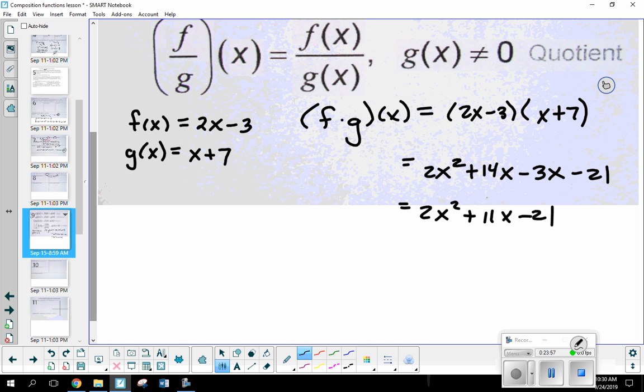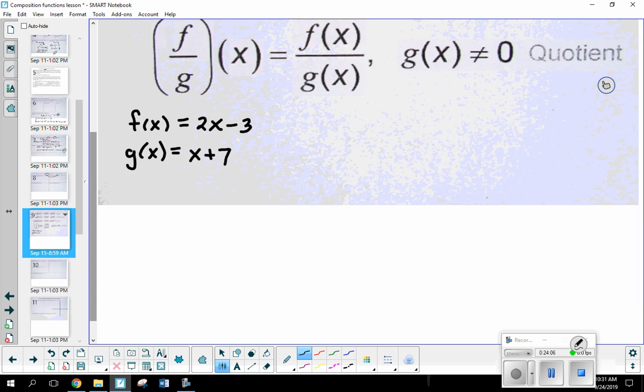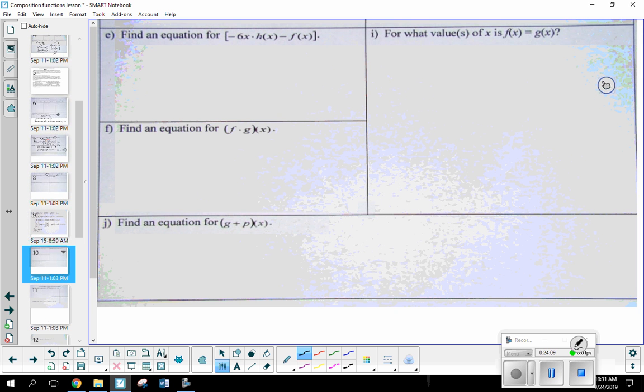And the same operations apply. If I had f plus g, then I would simply take 2x minus 3 plus x plus 7, and get my new equation that way. All right, so what do we have on your paper? Okay, E. Find an equation for negative 6x times h of x minus f of x. Again, we're not plugging one equation into another. It's not a composition. We're just using the equations themselves. So the first thing here, negative 6x, I want to multiply it by function h. And I believe that was 3 halves x minus 2. Okay, there we go. And now I want to subtract f of x.